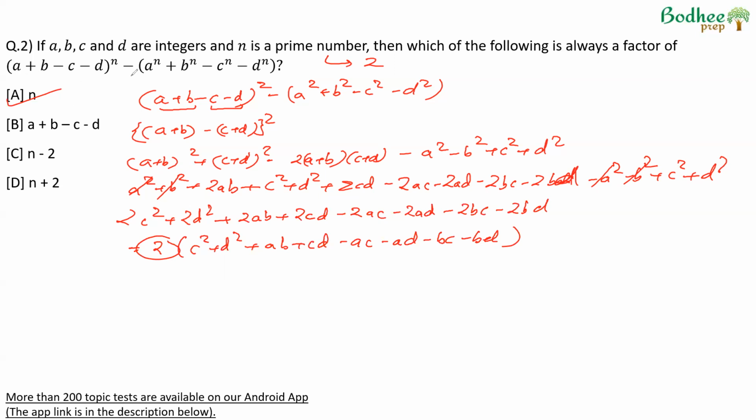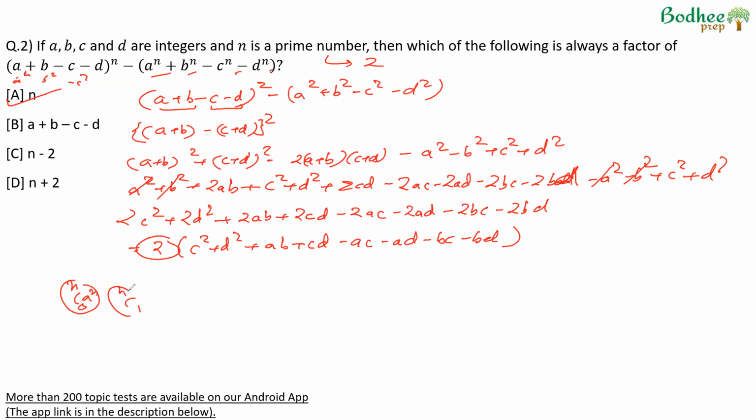The logic here is, when we do the expansion of this term, every term will have an NC0, NC1, NC2, and so on. The NC0 terms will have powers of A as N, which will cancel out from here. Also, since we are looking at prime numbers, apart from 2, for every other case, A raised to power N, B raised to power N will be positive. C and D will be negative, and from here we'll get the opposite sign, so they will cancel out.